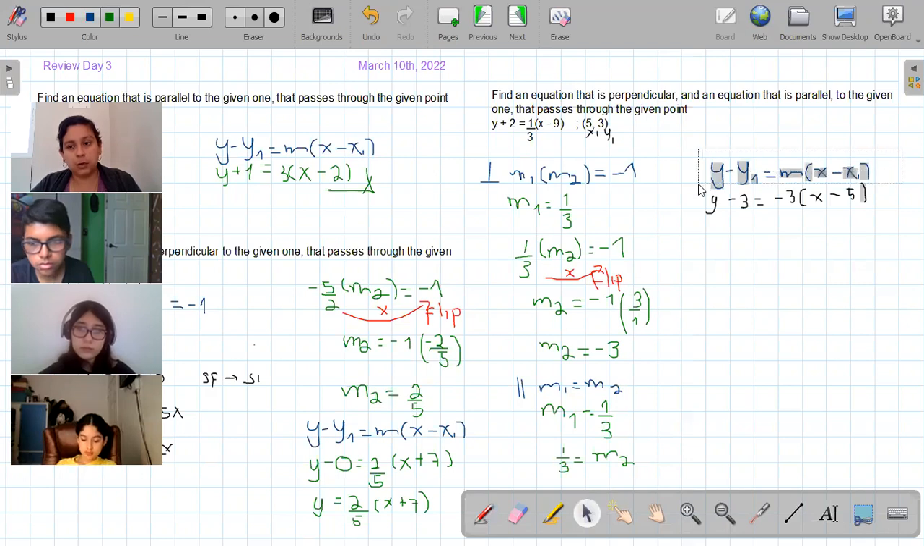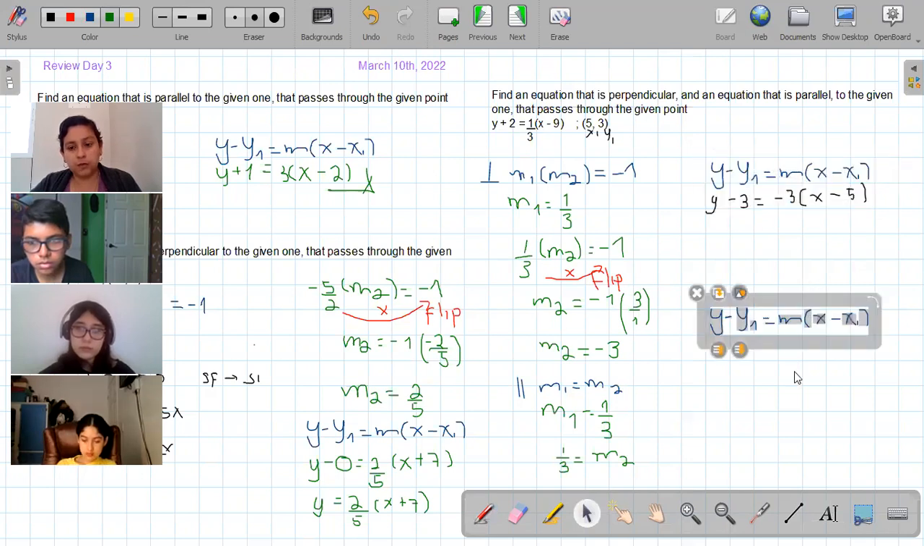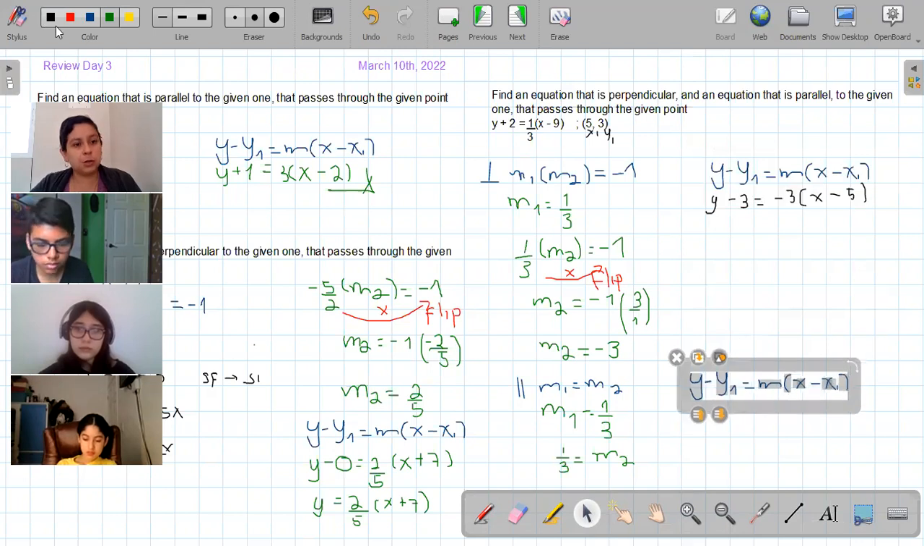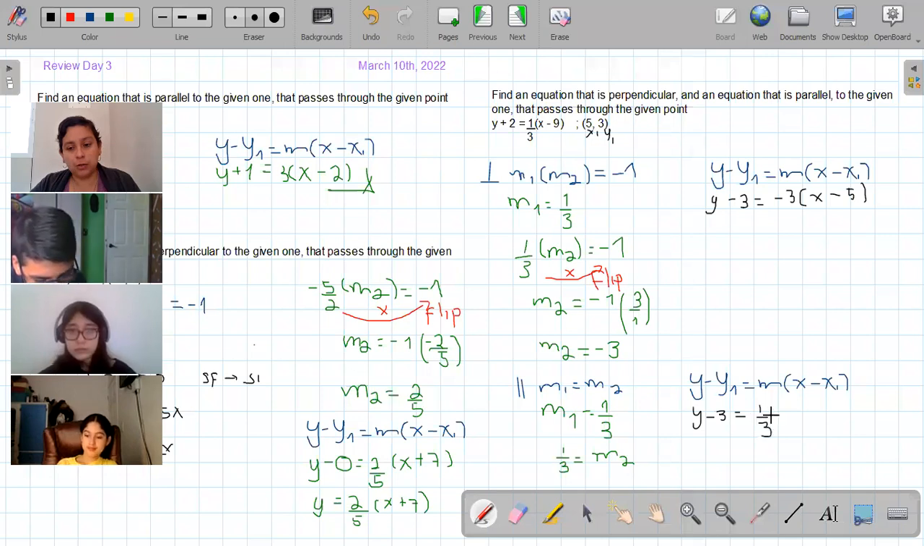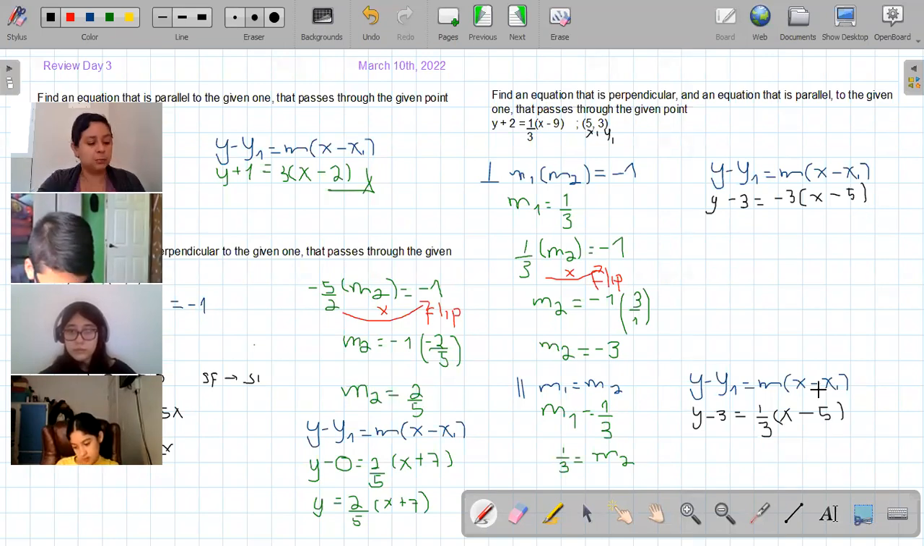Now again, I'm going to use the point slope form equation and I'm going to substitute. I'm using exactly the same point. I'm just using a different slope. So I'm going to say y minus 3 is equal to 1/3 x minus 5. And that's it. This is the perpendicular equation. This is the parallel equation. Questions? Questions? Miss, I have a question, Miss.